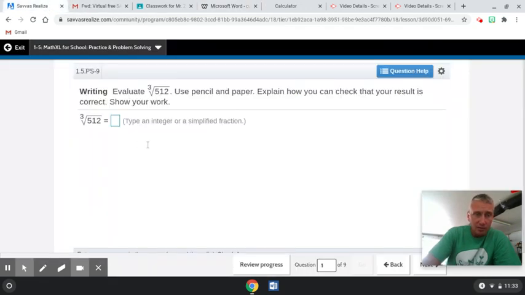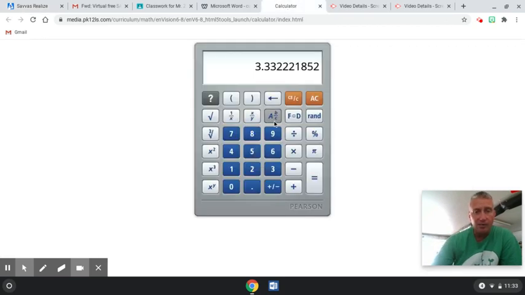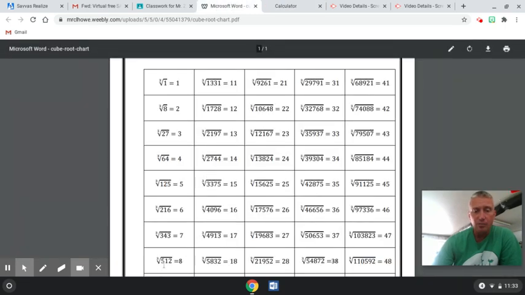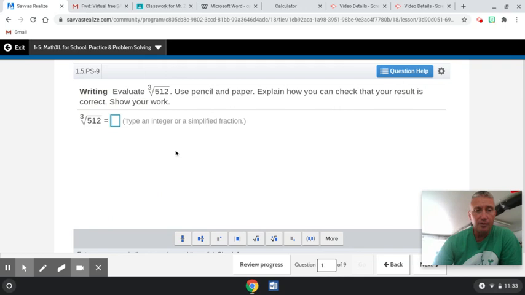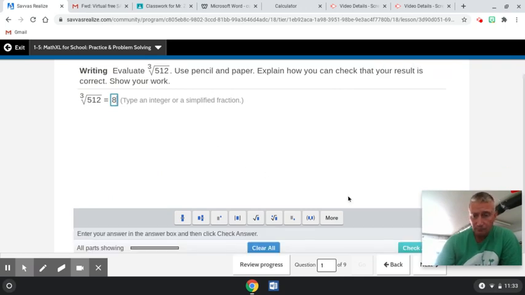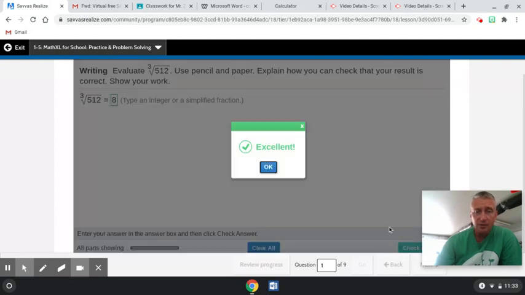If we take a look at this first question on practice and problem solving, it wants to know the cube root of 512. So I could take out my calculator, clear it off, and do the cube root of 512, and I could see that the answer is 8. I could also look at my perfect cube chart and see that the cube root of 512 is equal to 8. It's down here on the bottom left. So my answer to this one is fairly simple. The cube root of 512 is equal to 8. Now, if I check my answer, I got it correct. Excellent.